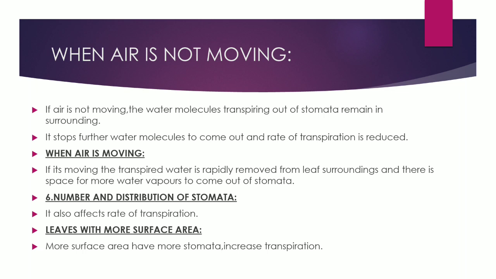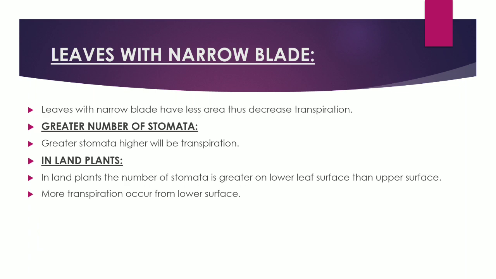So dears, the sixth factor is the number and distribution of stomata. The number of stomata also affects the rate of transpiration. For example, if the leaf surface area is larger, the larger surface area will have more stomata. So if there are more stomata, it means that there will be a higher rate of transpiration. The higher the surface area, the more stomata will be present on the leaf surface, and there will be a higher rate of transpiration.